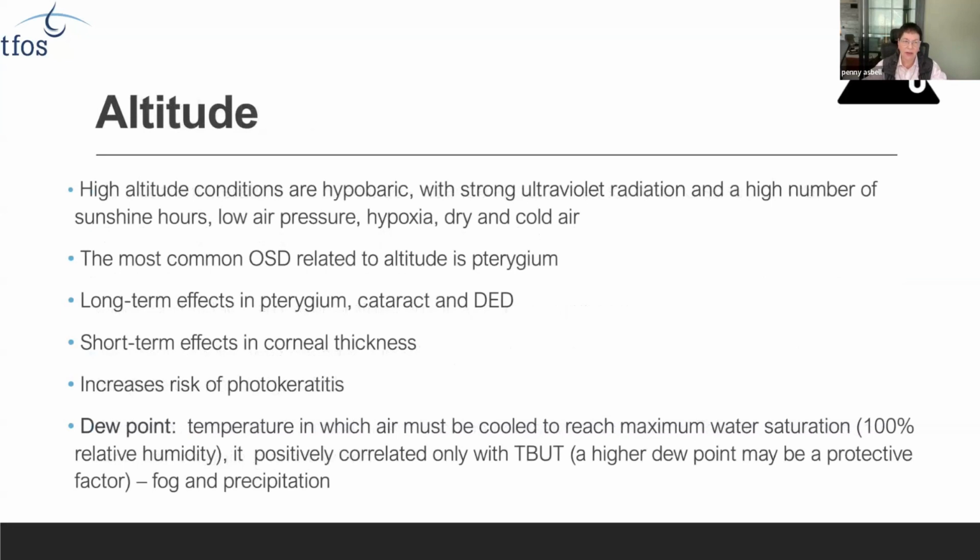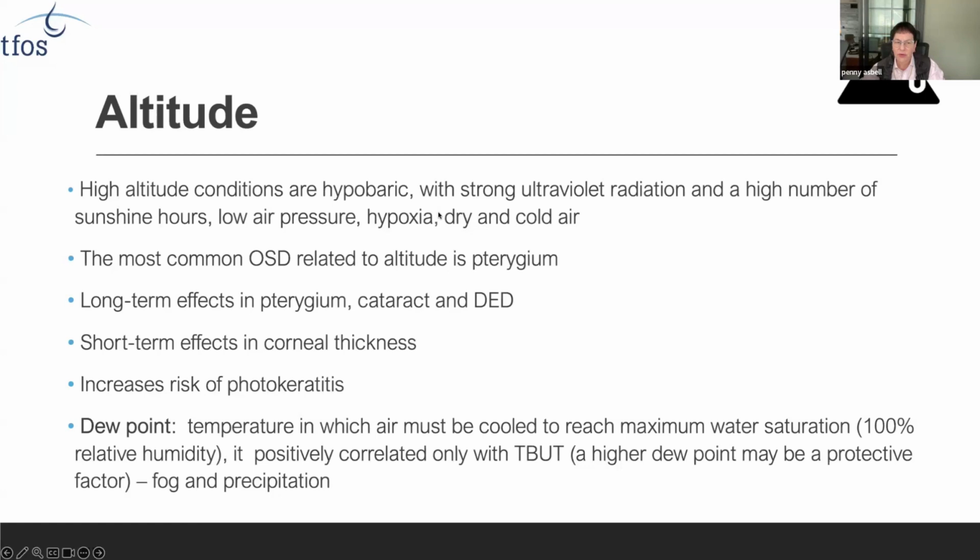Altitude. I would say the biggest area of altitude in terms of the ocular surface is the ultraviolet radiation, which is higher as you go up in altitude, not just a couple of floors, but like we're talking about on a mountaintop. You also have less oxygen as well. So all of these probably impact on the ocular surface.